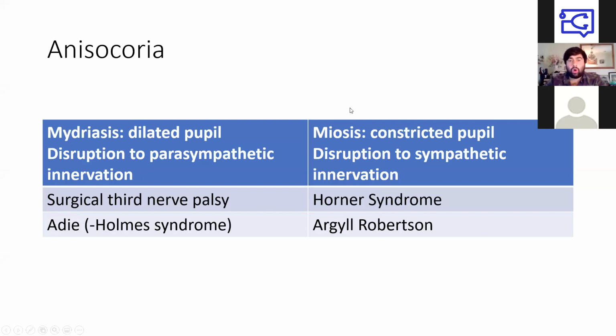Or it could be because the pupil is small, and that's called miosis. So the pupil will be really tiny and constricted. And that is because of disruption to the sympathetic innervation to the eye.